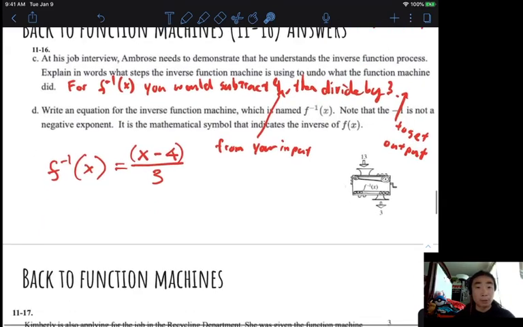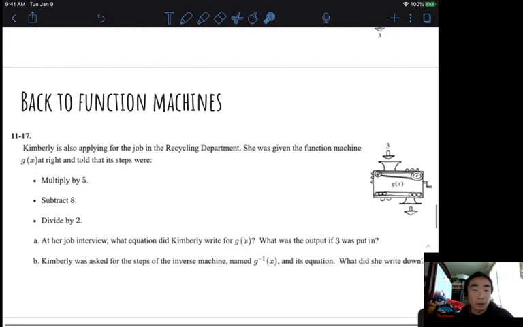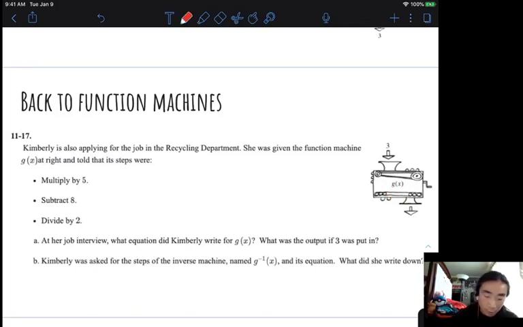All right, so still building on that function machine idea, here's a new person, Kimberly, and she has this new function over here, g of x, and here are the steps that she follows. We'll jump straight to part A. In our job interview, what equation will Kimberly write for g of x? Well, let's break it down. Here's g of x.